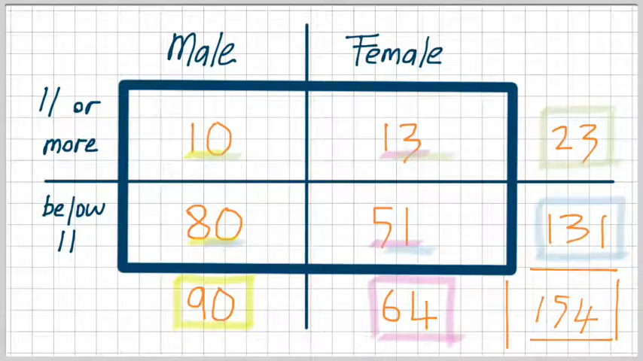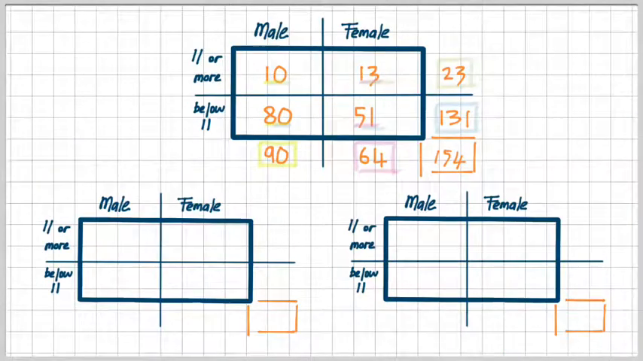Now what we're going to do is use this to calculate probabilities. So here we go. I've set this up so we can see exactly what's going on. What we're going to do is calculate the probabilities for the numbers on this table, using the numbers on this table.